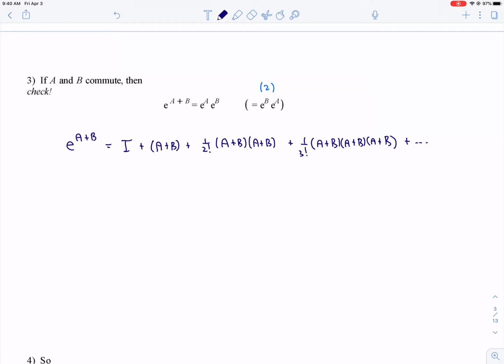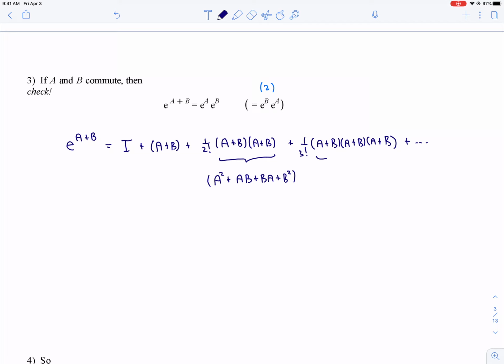Okay, well, let's expand A plus B times A plus B. When you use the distributive property of multiplication over addition, you'll get A times A plus A times B plus B times A plus B times B. So that's A squared plus AB plus BA plus B squared.